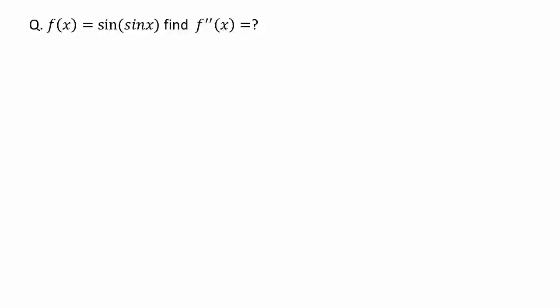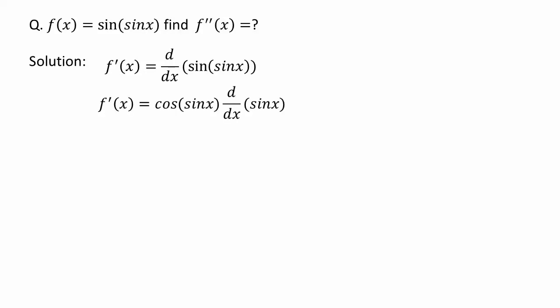Look at the question. Find the derivative of f of x is equal to sin of sin x. Find the double derivative of the given function. So given that f of x is equal to sin of sin x, differentiating with respect to x, f prime of x is equal to d by dx of sin of sin x.